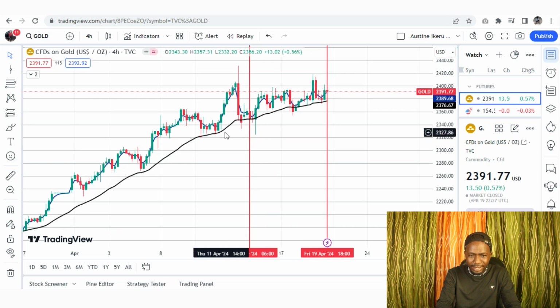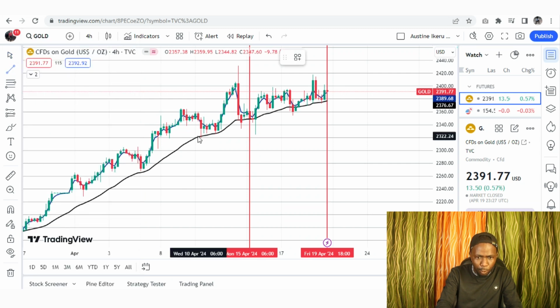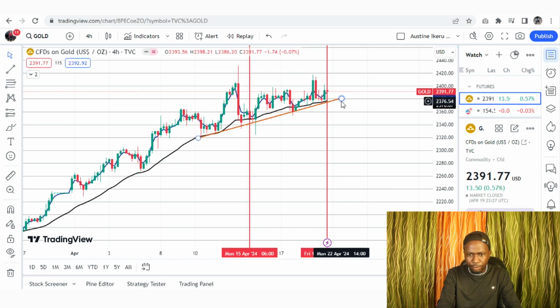So for me to be able to maintain this level, I'll have to plot out a trend line. I will use a trend line to connect the lows so that it will rhyme like the 20 EMA, right? So this is it. I will now use a trend line to connect the lows. So this will now act as a dynamic support level for me, right?